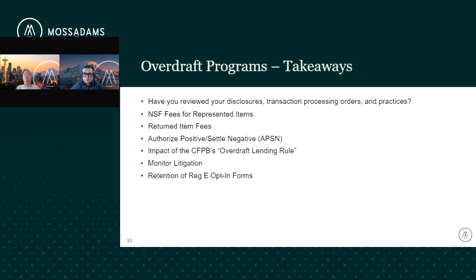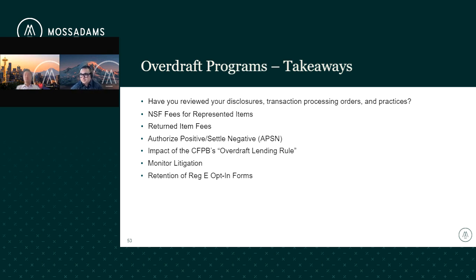All right, just some quick takeaways. Has your institution reviewed your disclosures? How have you addressed represented items, returned item fees, APSN, the upcoming overdraft lending rule? Just a reminder to monitor litigation and take a look at that CFPB guidance that was issued 2 days ago. And I believe that brings us to our next poll question.